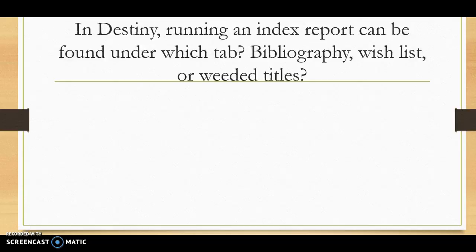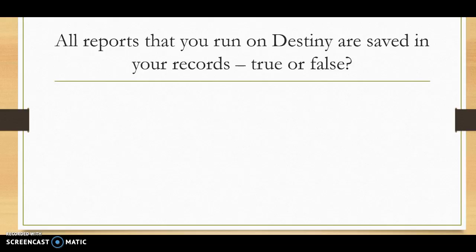In Destiny, running an index report can be found under which tab? Bibliography, Wishlist, or Weeded titles? All reports that you run on Destiny are saved in your records. True or false? Congratulations. I hope you enjoyed it.